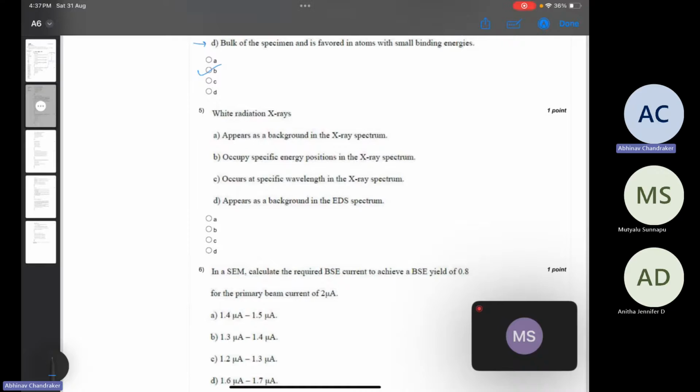You understand what is white light? What we mean by white light? Because this is also connected to that only. Spectrum.